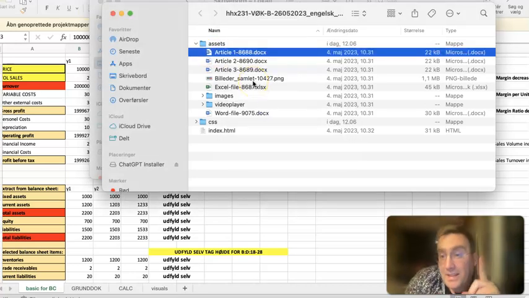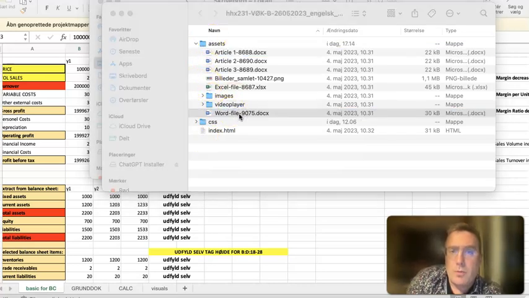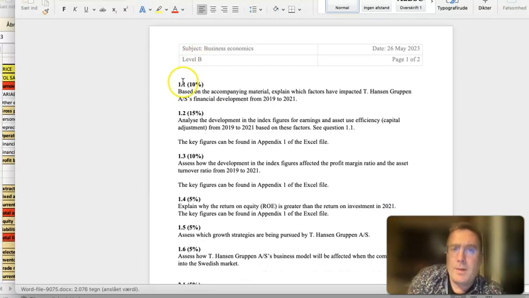Hello out there. This is a guide for you on how to use and how to solve this assignment and what you're supposed to look at. If we open it, we have all these documents. You're supposed to open this one, the Word file. In this file, you have the whole assignment.